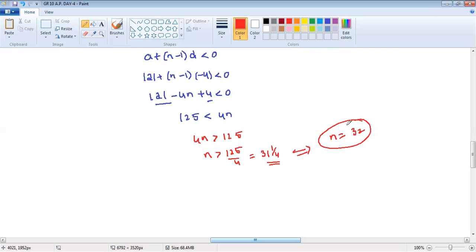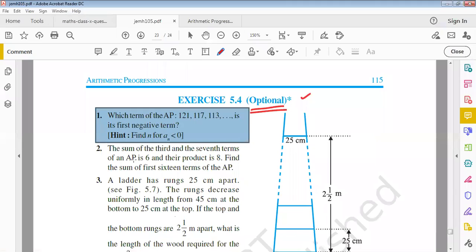Second term is in this. Okay, next we'll go for the next question. The sum of the third and seventh terms of an AP is 6 and the product is 8. Okay, good.